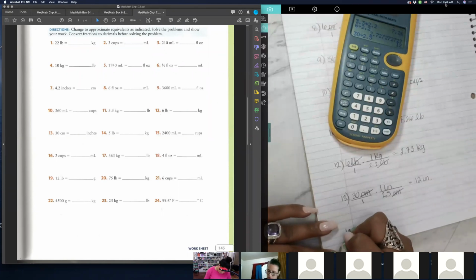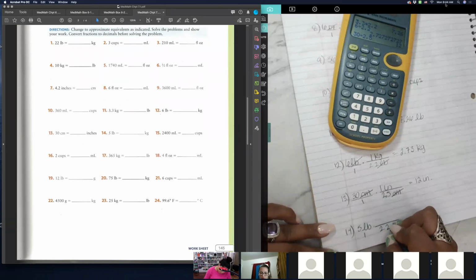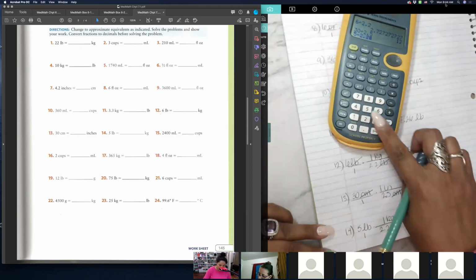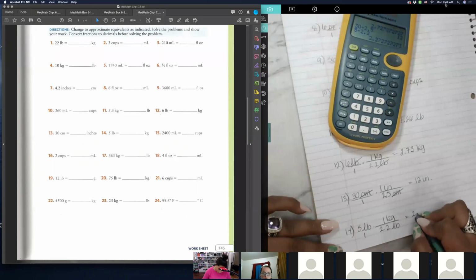Okay, and 14, we're converting 5 pounds to kilograms. So again, there's 2.2 pounds per 1 kilogram. So just take 5 divided by 2.2, and that's going to be, keeping 2 decimal places, 2.27 kilograms.